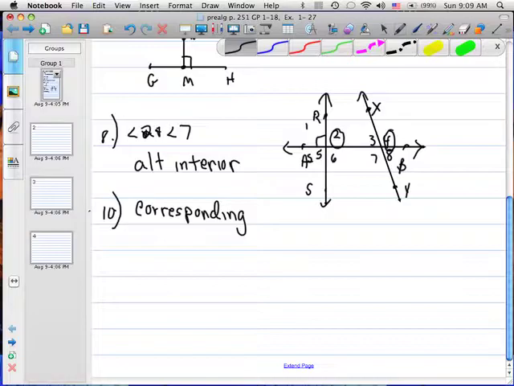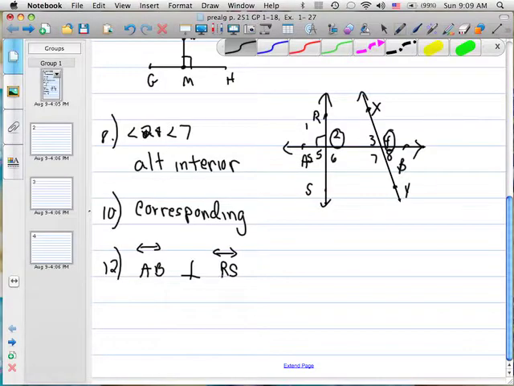Use the figure above at the right and tell whether each statement is true or false. So we're still using this. Number 12, line AB is perpendicular to line RS. So here's AB and here's RS, and they put in the right angle symbol, so that would be true. It's making a right angle.